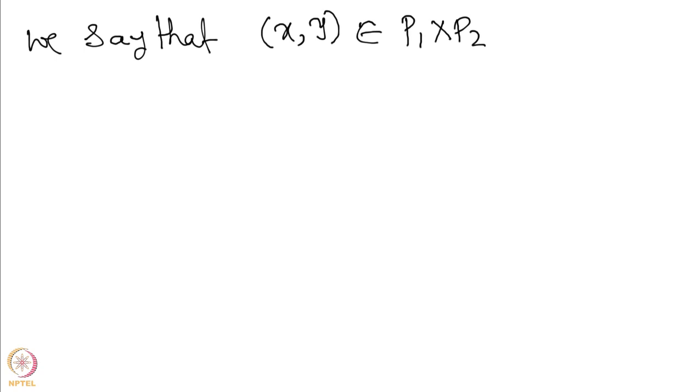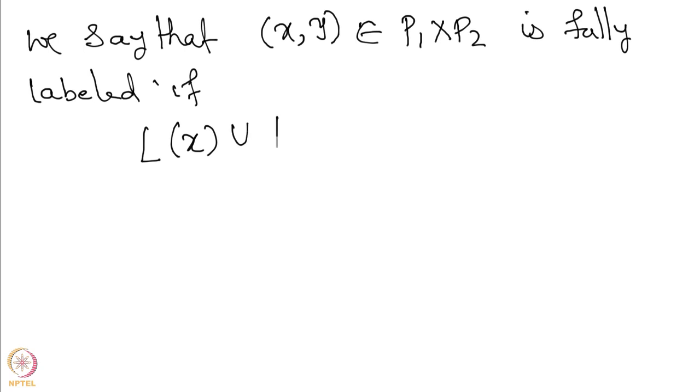Okay. So we say that (x, y) belonging to P1 cross P2 is fully labeled if L of x union L of y is S1 union S2. So a pair of strategies in P1 cross P2 is called fully labeled if L of x union L of y is nothing but S1 union S2. In fact, now we have the following interesting lemma.